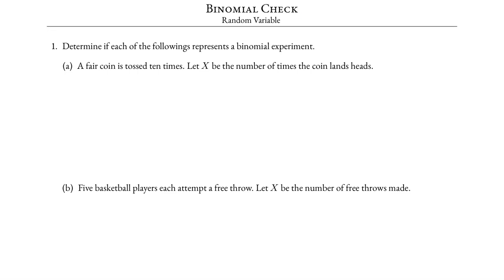Binomial check. Determine if each of the following represents a binomial experiment. There are certain requirements or conditions that we need to check to determine if an experiment is binomial. There is a fixed number of trials. This number is called n. It has to be finite. It cannot be infinite. The number of trials needs to stop.